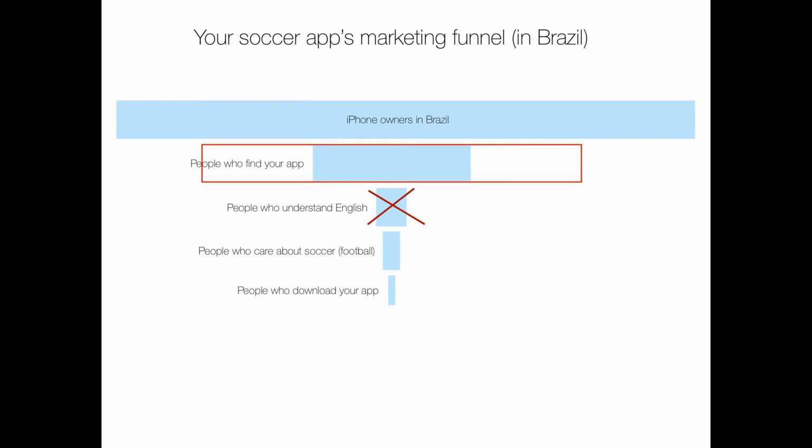Now the people who find you also have to know English to even see what you're saying. And it's going to be a lot smaller box, which is going to result in smaller and smaller numbers of people who download your app. In marketing, we call these boxes funnels. Keep in mind that long and skinny funnels are bad, short and wide funnels are good. And right now, because you didn't localize, your funnel's looking pretty long and skinny.